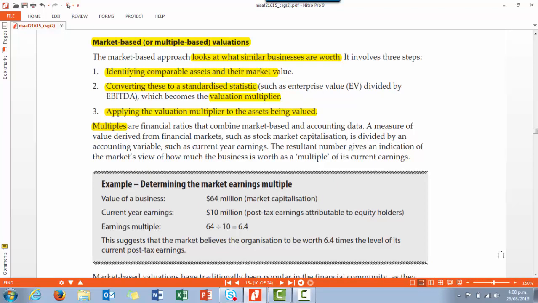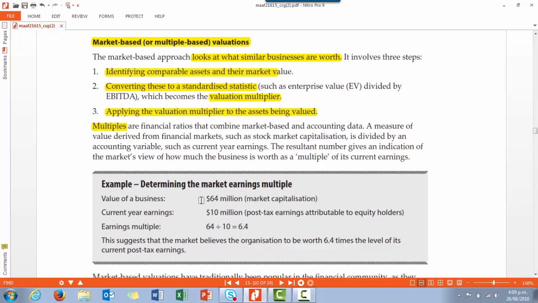So what we do is we're looking at similar businesses to see what they are worth in order to value our particular business. So step number one is we identify comparable assets and their market value. Then we find a standardized statistic, or what we call a valuation multiplier. We'll look at an example of them now. And we then apply this multiplier to the asset or the business being valued. There's a definition here for what multipliers are, and here's an example.